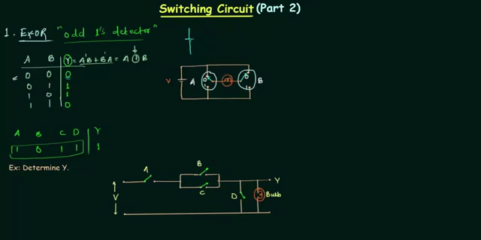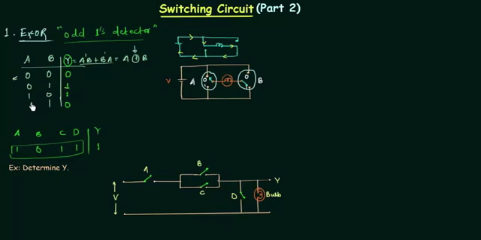Now we will consider the second case when A is connected to 0 and B is connected to 1. A is connected to 0 and B is connected to 1, and in this scenario current will flow through the bulb. I will again simplify this. And the current will flow like this, and thus the bulb will glow and output will be high.